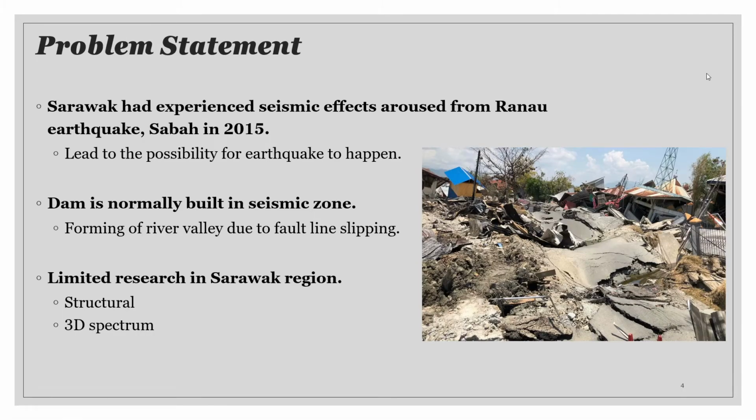For the problem statement, first, Sarawak has experienced a seismic effect arising from the run-out of the quake in Sabah in 2015, and this led to the possibility of an earthquake happening in Sarawak as well. Next, earthquakes normally happen in dam areas because the seismic zone is always the best location to build a dam, due to the forming of a river valley from the fault line slipping. The forming of a river valley helps to enable the function of a hydropower dam. Next, the seismic research carried out in the Sarawak region is still very limited compared to Peninsular Malaysia, including the structural analysis and 3D spectral analysis which will be conducted in this project.